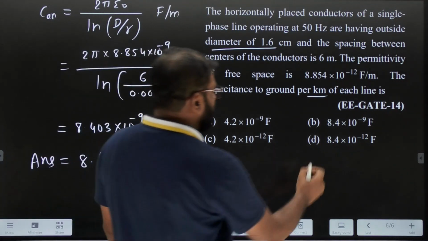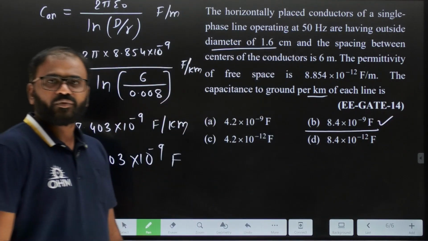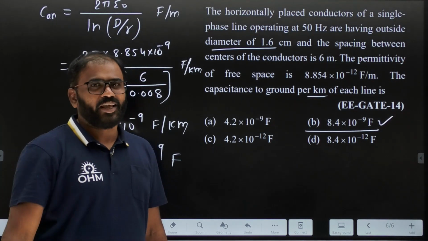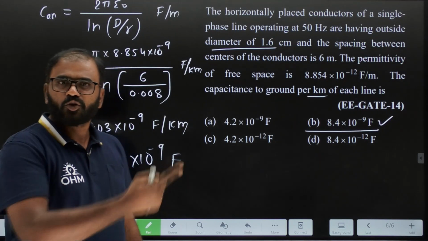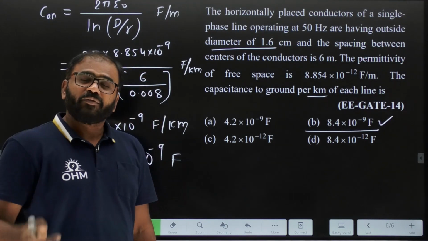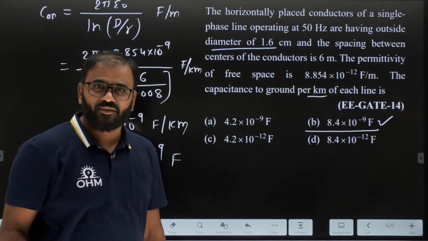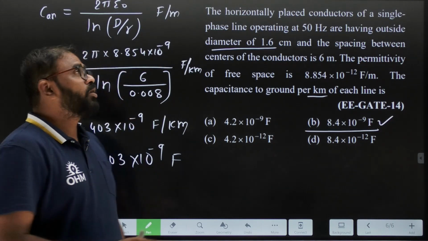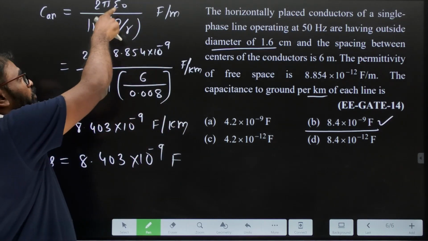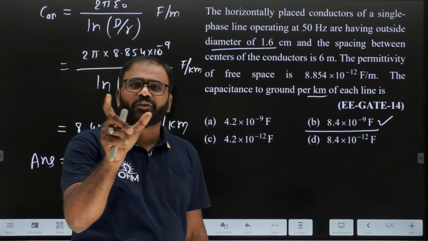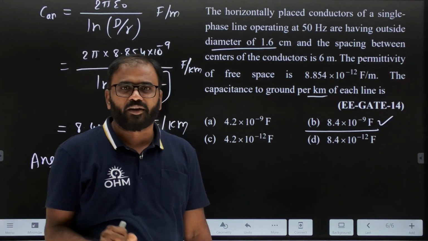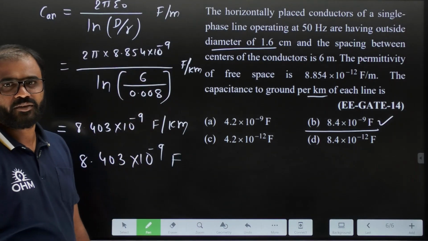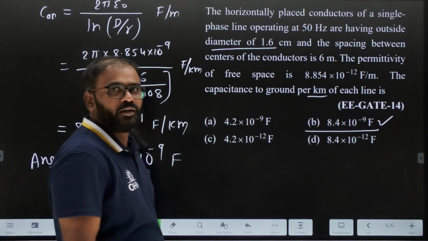So let's see, option B is the correct one. Be careful: for a single phase transmission line, two types of questions can be asked. Capacitance to neutral means 2 pi epsilon naught by ln of d by r. But if the question asks what is the capacitance of the single phase line, that is not CAN or CBN, that is CAB. In that case, instead of 2 pi epsilon naught, we get pi epsilon naught in the numerator. Capacitance to neutral of a single phase transmission line means 2 pi epsilon naught. Okay, careful about this. Now we'll move on to the next question.